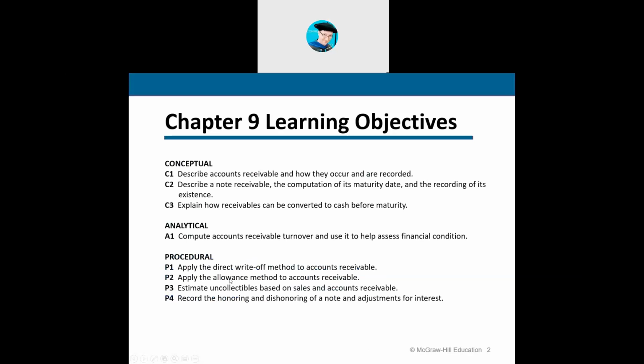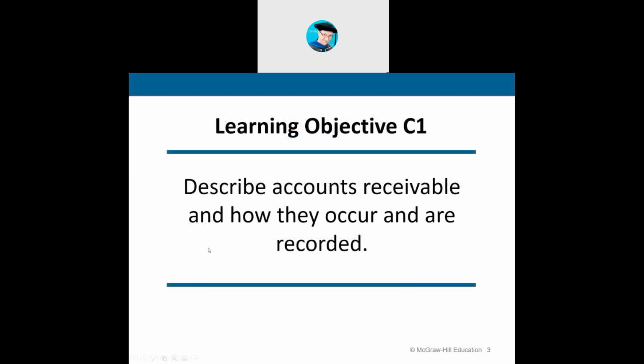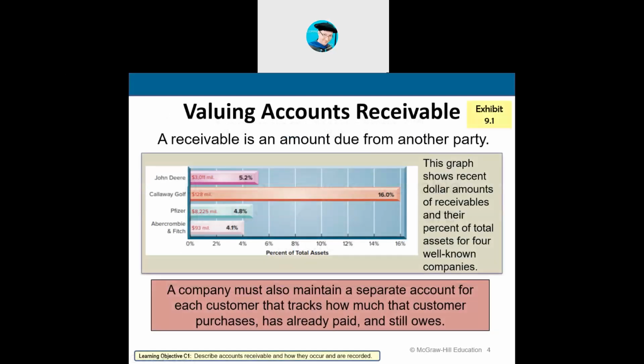So we'll talk about how they're recorded, what the journal entries look like for receivables. We'll talk about things like maturity date, if it's a note receivable. We'll talk about things like write-offs when we can't collect on our receivables, and we'll also talk about methods to estimate uncollectible receivables. So let's take a look at our first part.